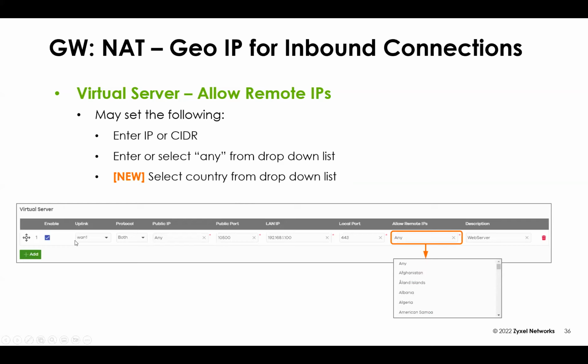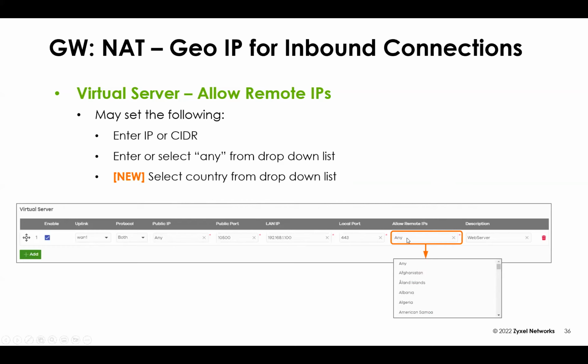So this means that when anybody from the outside hits the WAN port 1 IP address with this particular port, 10,500, it's going to be translated over to port 443 and forwarded to 192.168.1.100. So prior to our setup here, we only allowed remote IP addresses to be set to any or a specific set of IP addresses that you can choose from the drop-down list.